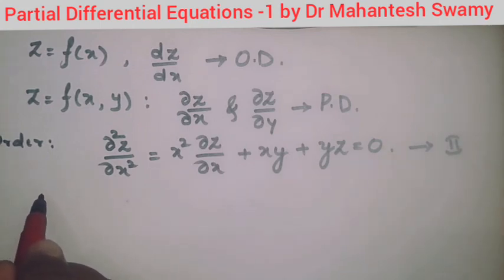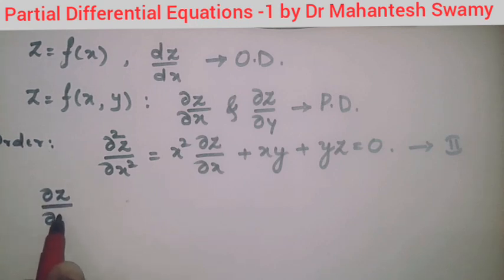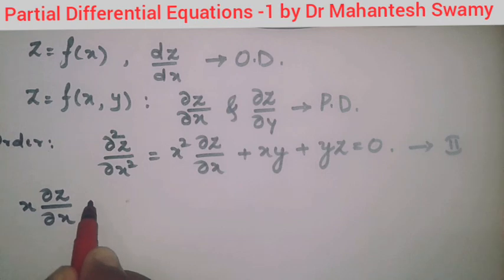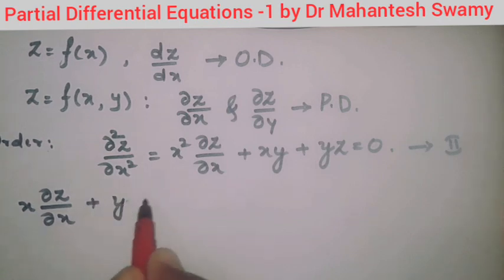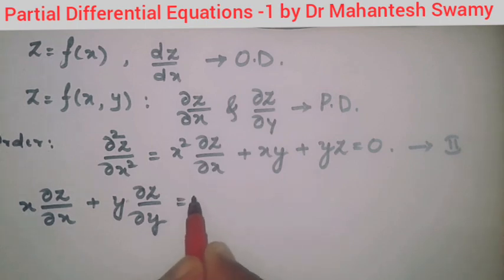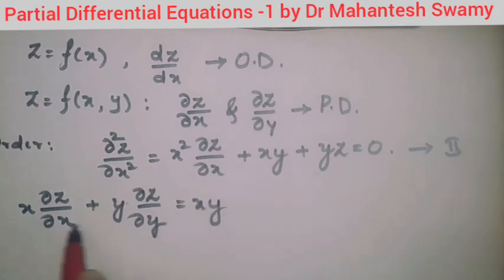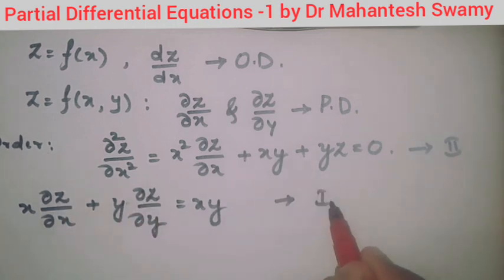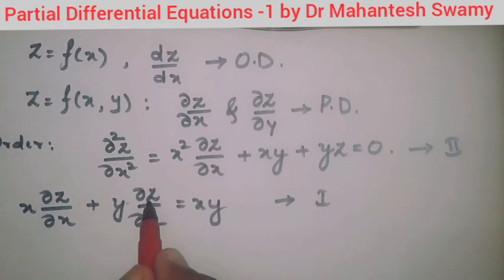Now the differential equation, we can have x dou z by dou x plus y dou z by dou y equals x into y. It is a very simple differential equation. It is a first order PDE because both the derivative terms which are appearing here are of first order.